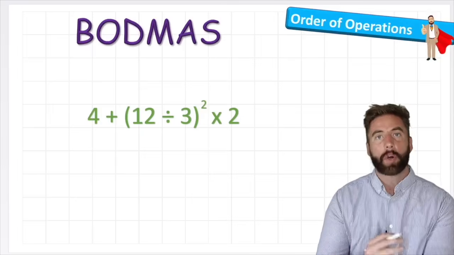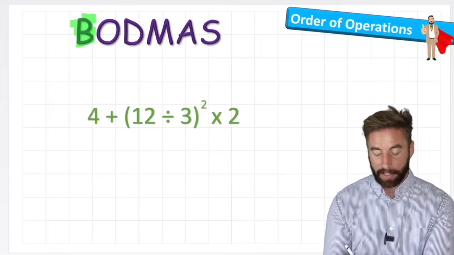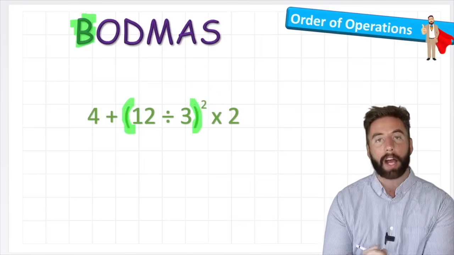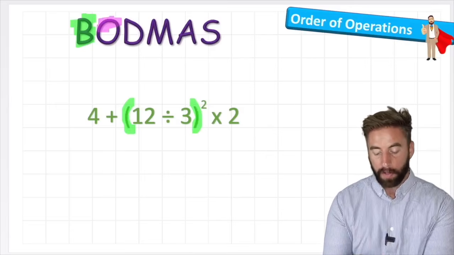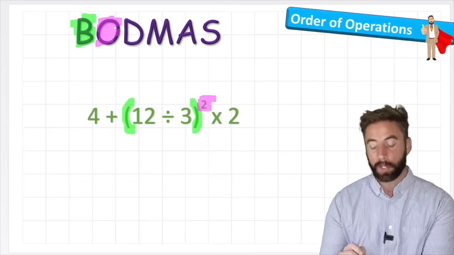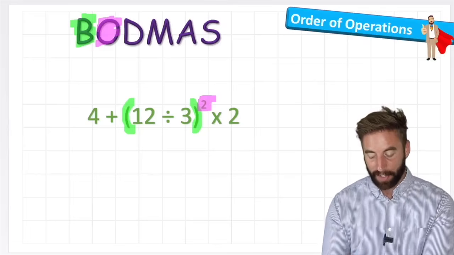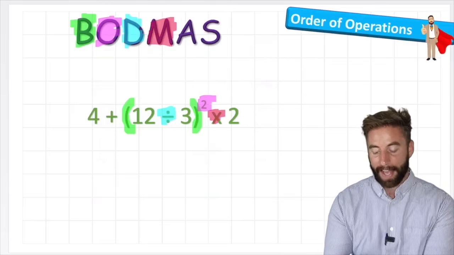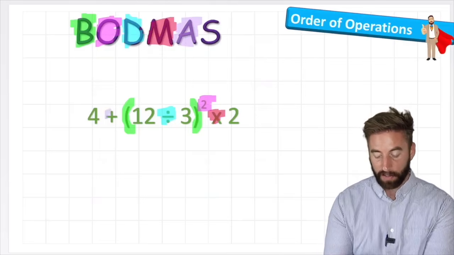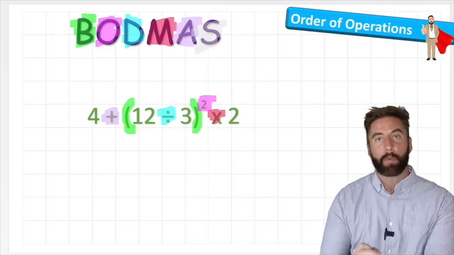So our starting point would be here with the B, and our B stands for brackets. So the first thing we would have to work out in any question, if there is one, would be a bracket. Then our O stands for order, which is this little power of 2 here next to the brackets. And then the D stands for division. Our M is multiplication. Our A is addition. And our S stands for subtraction. But in this case, we don't have any subtraction, but that would come last.